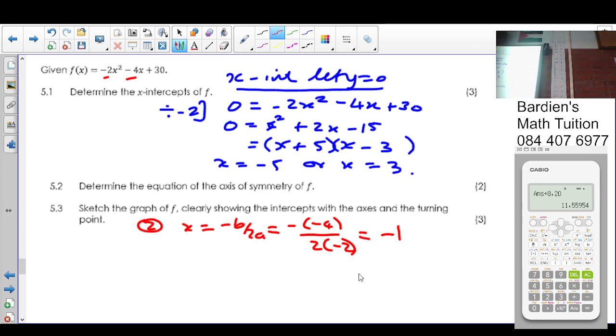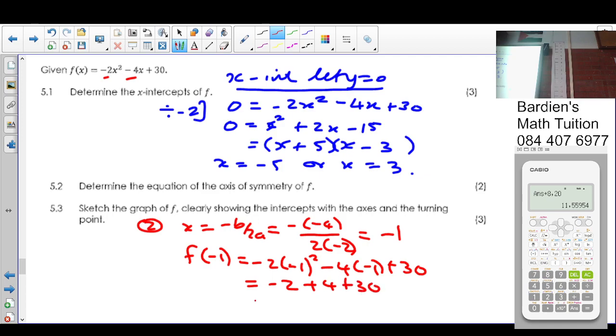so your x value is minus 1. So how do you calculate the corresponding y value? You substitute negative 1 into the function. So f of negative 1 is negative 2 into negative 1 squared, minus 4 times negative 1 plus 30. So that's going to give us negative 2 plus 4 plus 30, which is 32. Is that correct? So this turning point, of course, is going to be negative 1 and 32. Okay. You get 5.3.